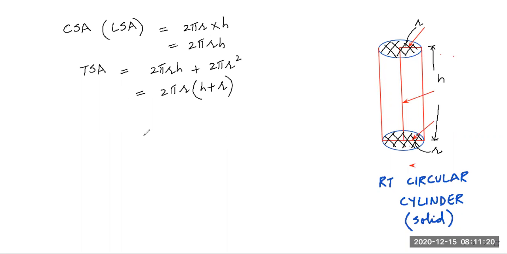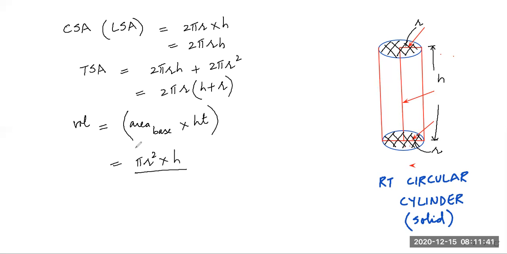Now we want to talk about its volume. For volume, area of base into height is a simple formula. You can apply this on any regular solid. So area of base is pi r square into height h. So pi r square h is the volume of the right circular cylinder.